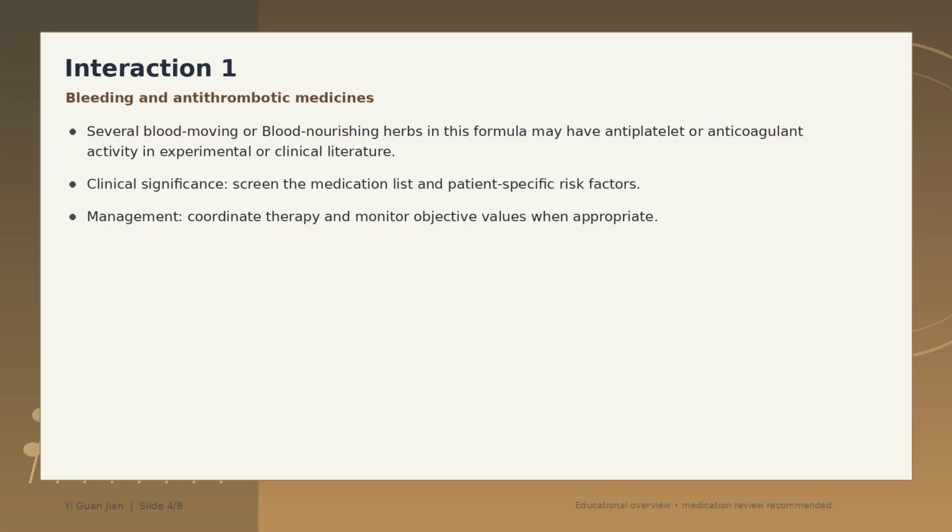Evidence varies by herb and product, so the safest approach is medication reconciliation, bleeding history review, and coordinated monitoring rather than assuming either safety or danger. In practice, ask what prescription drugs, over-the-counter products, supplements, alcohol, caffeine, and other herbal formulas the person uses. A multi-herb product can create several overlapping mechanisms at once, so medication reconciliation is a core safety step.